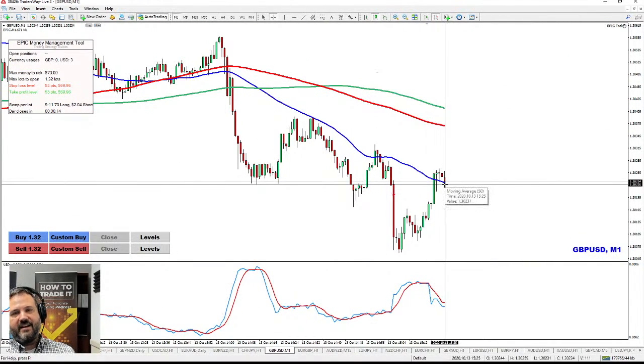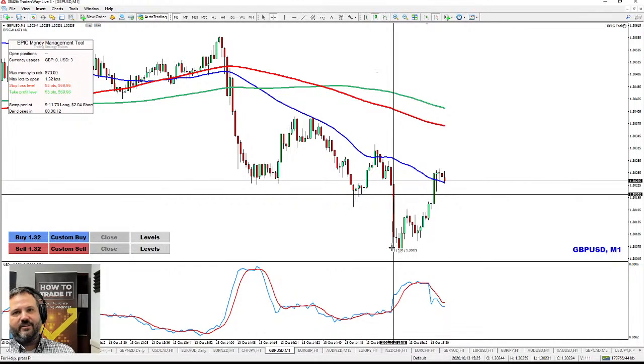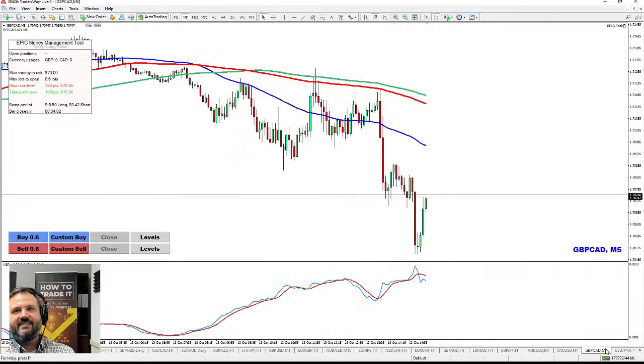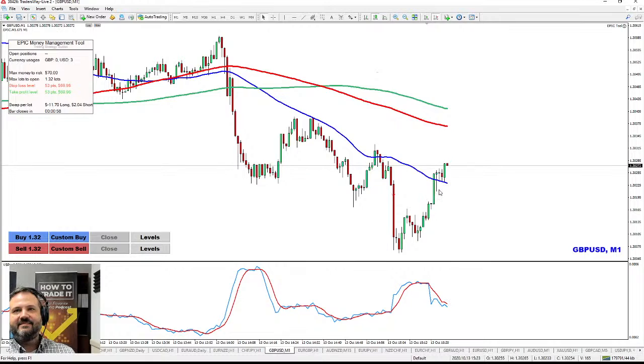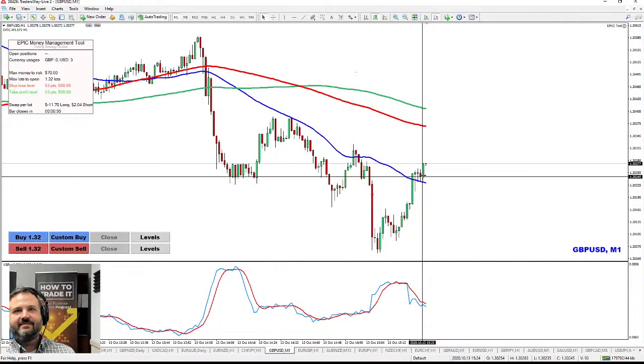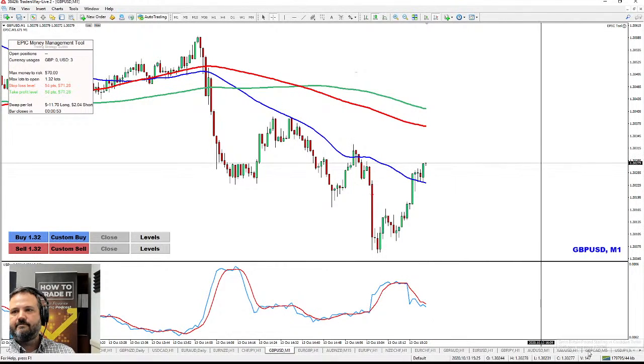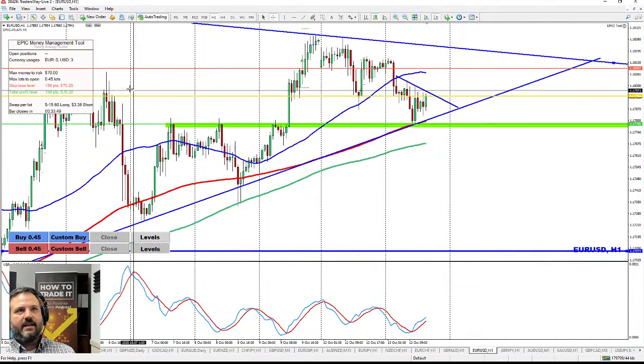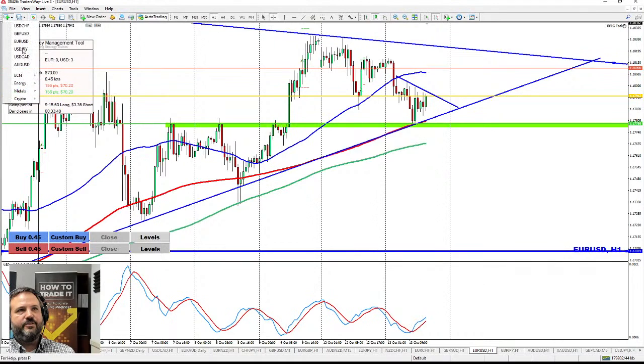You notice I got in. I should have taken a 13 pip profit. That would have been a good trade, but you just never know. If we could go back, yeah, that's it. Well, pound is still moving up. I wanted to look at the New Zealand USD.